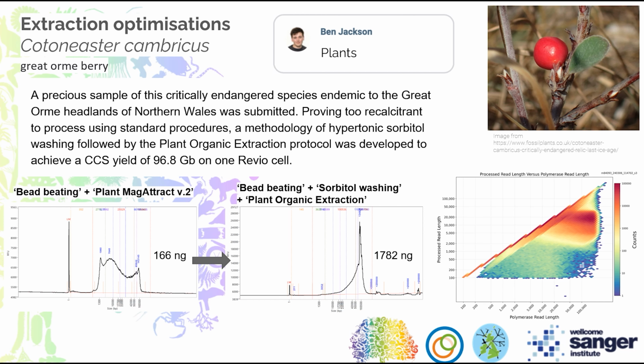And then here you can see the profile of the sequencing. And again, here, this is a really good yield for us. 96.8 gig from a Revio cell is really good. So you'll notice that even for our best examples, we're not quite up there for the Olympics. We're not with the model organisms, but this is a great one for us.